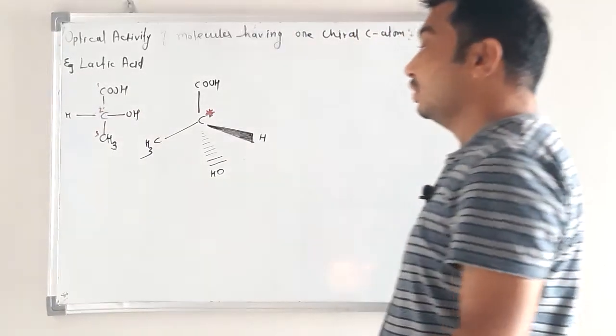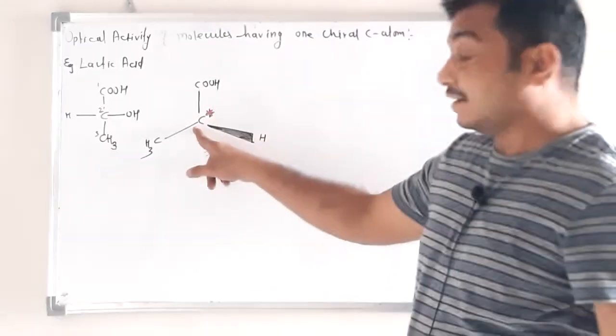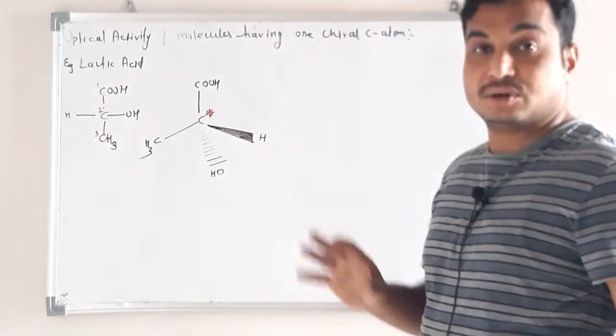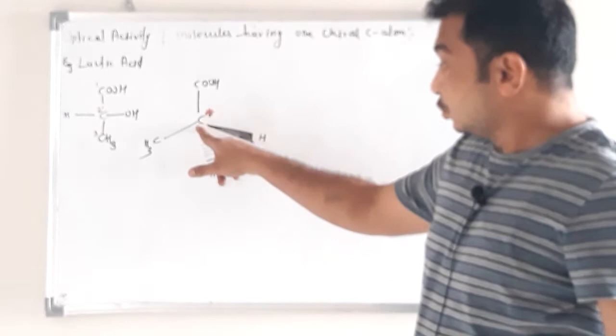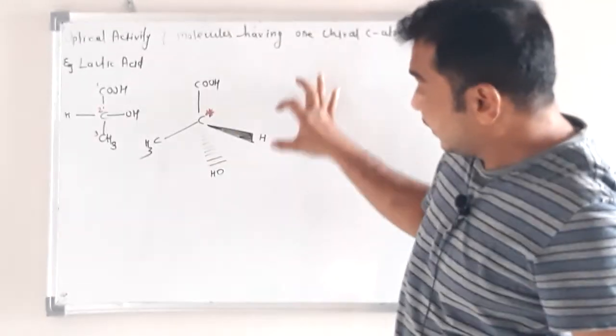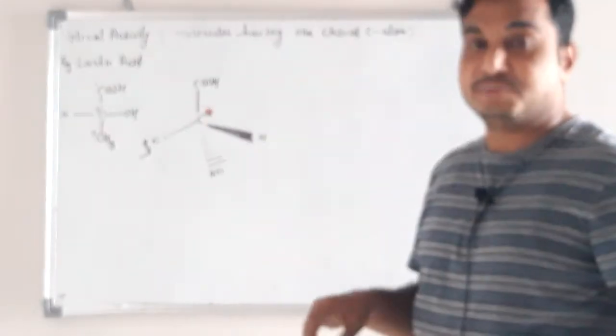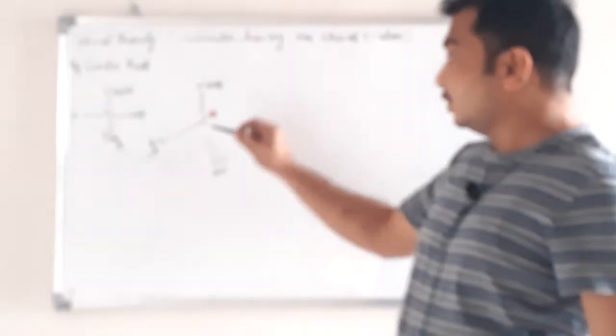Carbon number 2 is an asymmetric carbon atom because this is a tetrahedral carbon atom and has 4 different groups attached to it: carboxyl group, methyl group, OH group and H. These 4 groups are different, therefore it is an asymmetric carbon atom. Now we have to check whether this molecule is optically active or not.